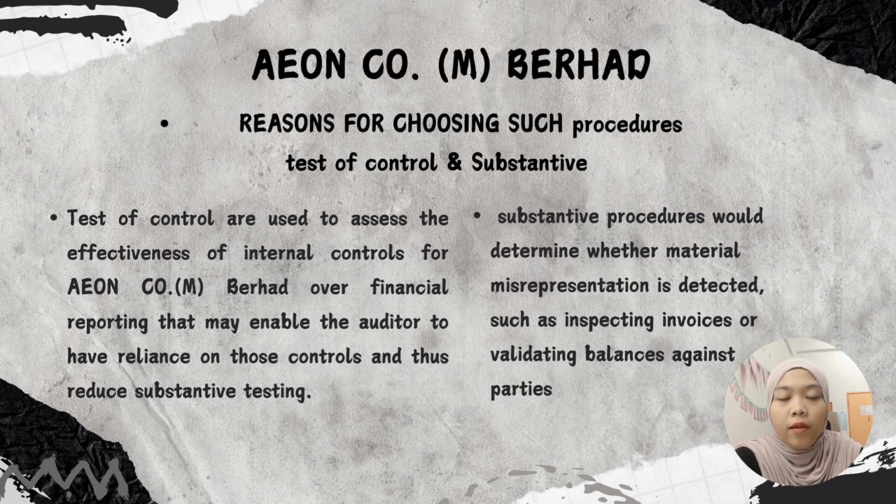Next, substantive procedures identify material misstatement. For instance, auditors may conduct inventory counts to verify existence, inspect invoices to ensure proper valuation, and validate account balances with suppliers and customers. These procedures are customized based on the risk and materiality of each financial statement element.